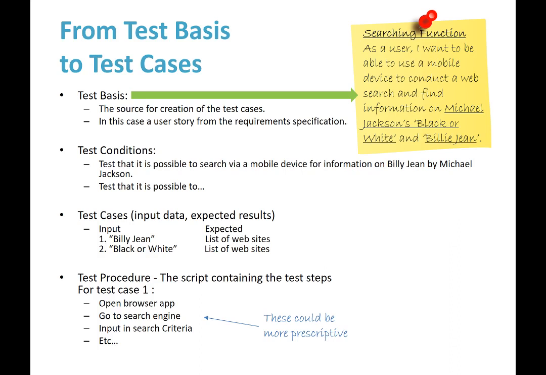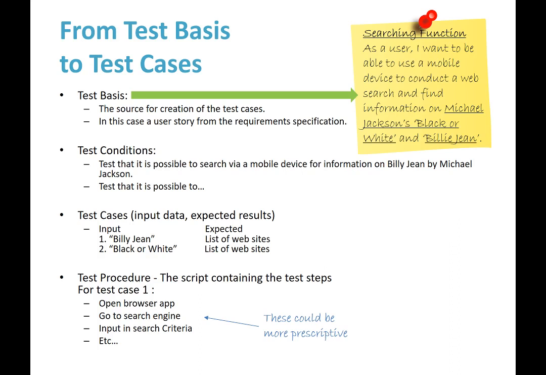as well. So from this test basis, I start to build up my test conditions. So I need to figure out what it is I need to test. In this case, I need to make sure that it's possible to search via a mobile device for information on Billie Jean by Michael Jackson. And then I'm going to have another test condition, which is more or less the same thing, but in this case, it's going to be for Black or White. So we have multiple test conditions that arise from our test basis.